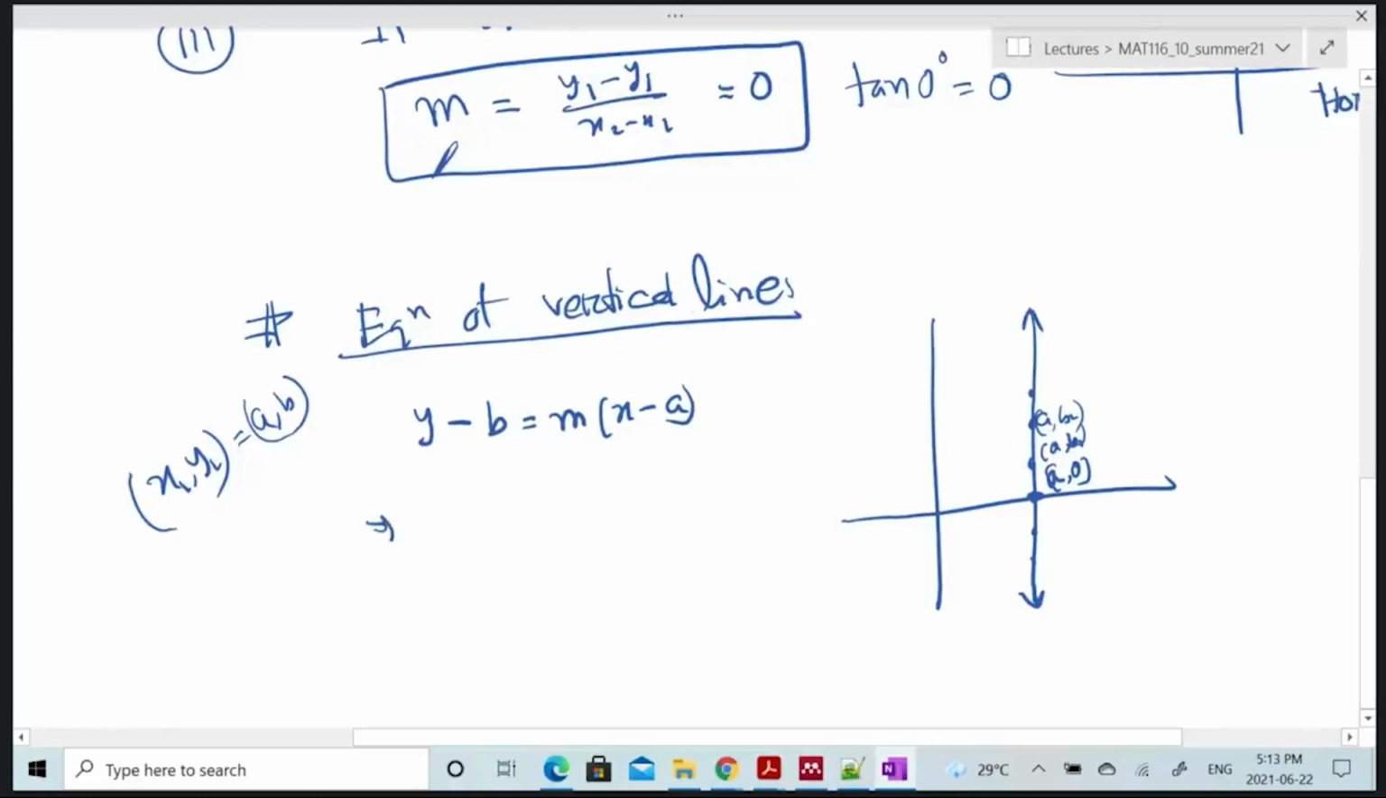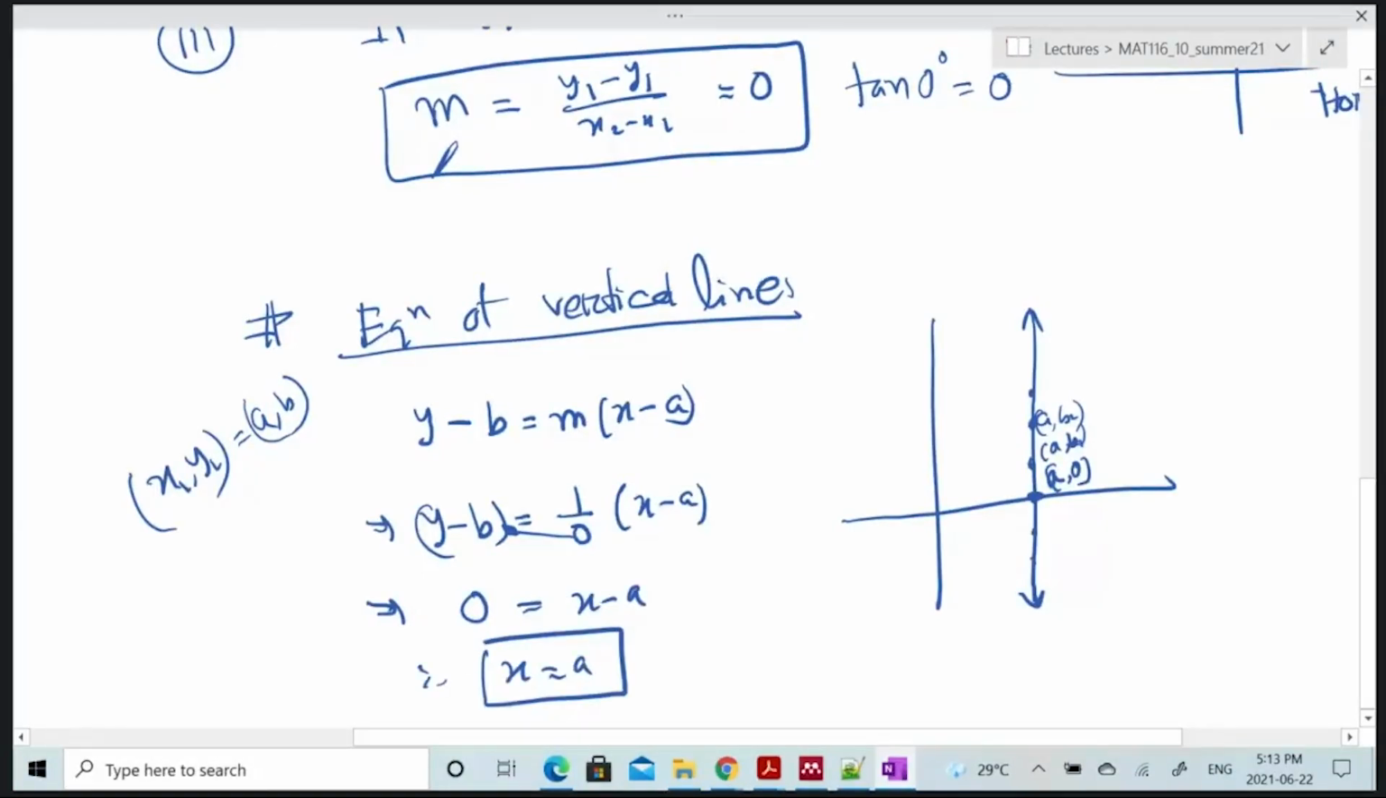So now we said that for vertical line, the slope is going to be undefined. So we know something divided by 0 is undefined. So I can write it as 1 by 0, x minus a. So if we do the cross multiplication, this term will go to 0. So we'll have 0 equal to x minus a. Therefore, x equal to a is the equation of vertical line.